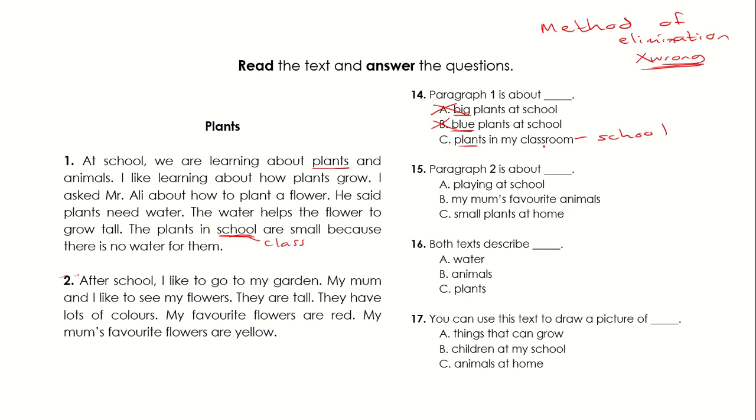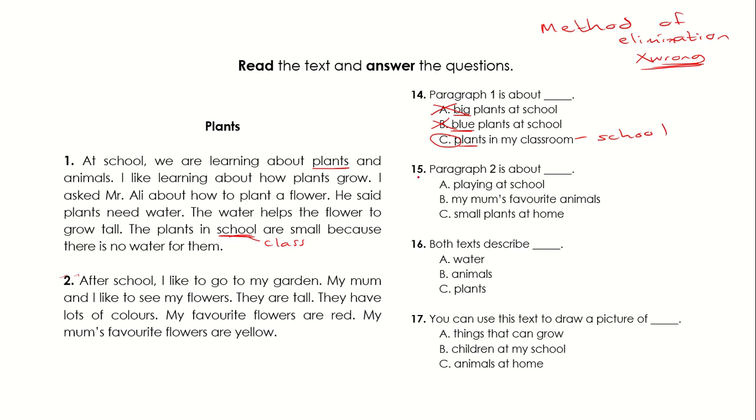Even though they did not use the word classroom, this is the only one that can be correct because A and B are clearly wrong. So this is how we can find an answer by method of elimination. That means we cross out what is wrong to find what is right.